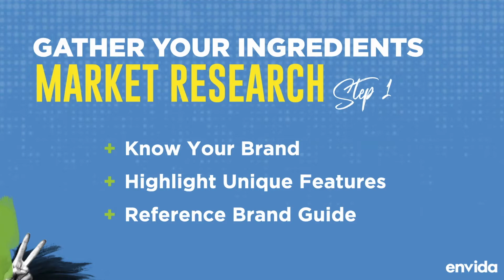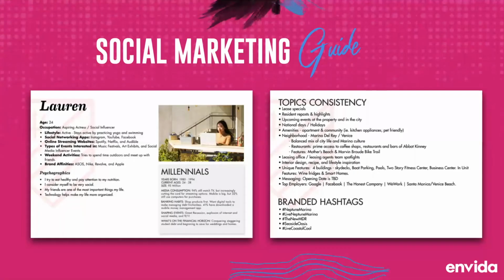A great place to start with this is to reference your brand guide. Chances are you've done a lot of research already about who your ideal resident is, your competitors, and what features you really want to promote. Refreshing yourself with a social media marketing guide or your brand guide is really helpful to make sure that you're displaying yourself consistently across all platforms. Just keep in mind who your ideal resident is, topics, consistency, branded hashtags, any fonts and branded colors, things like that. It will be really helpful for this step.